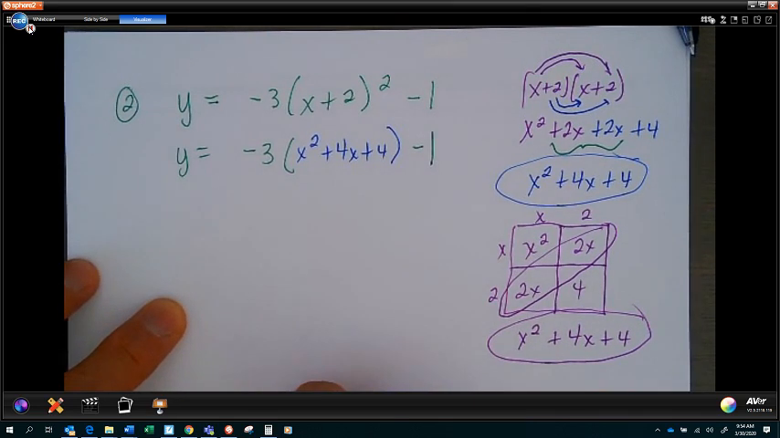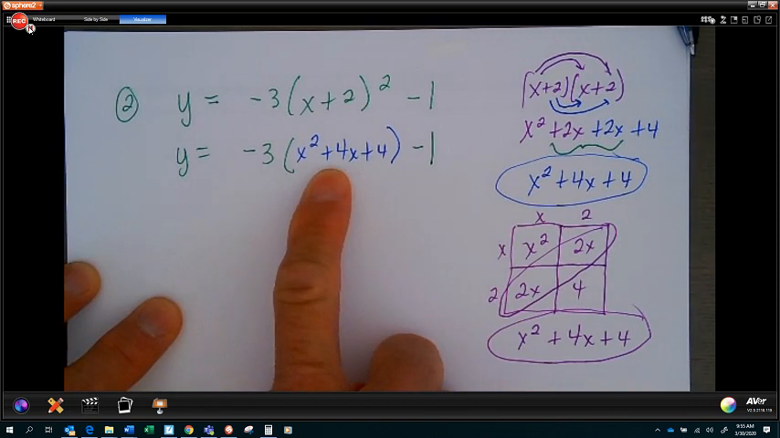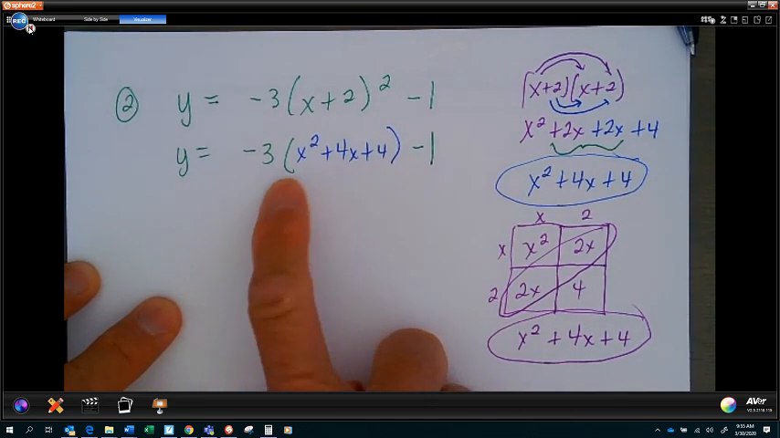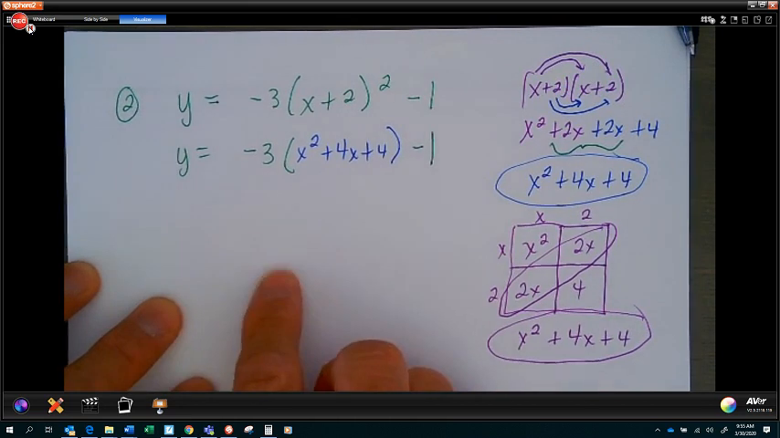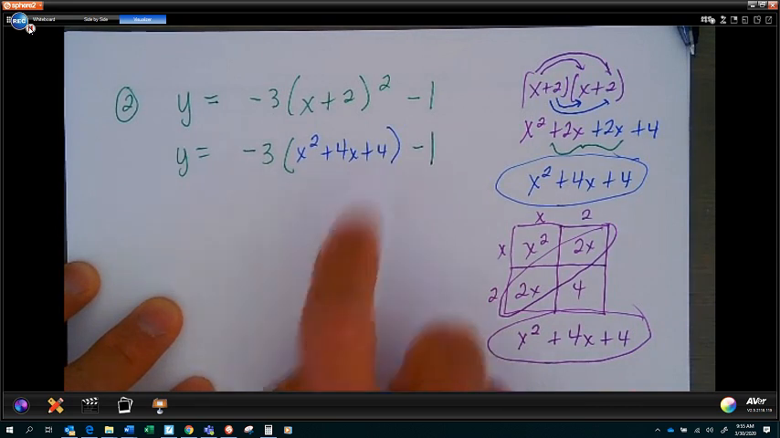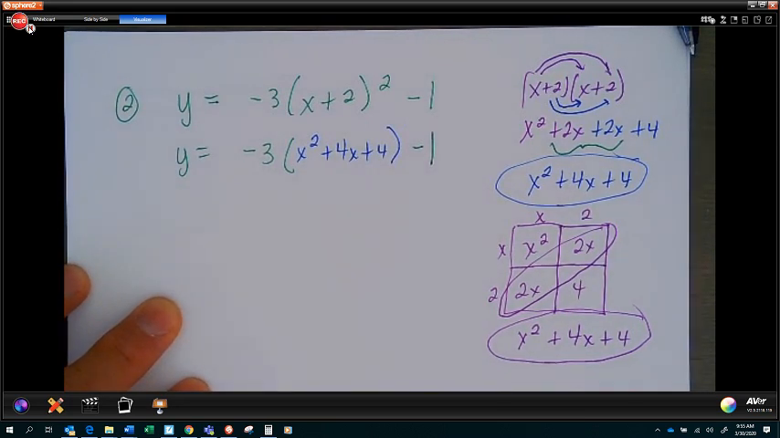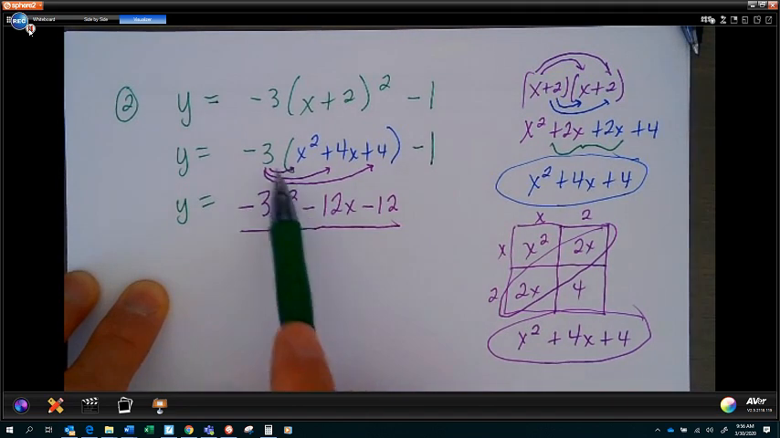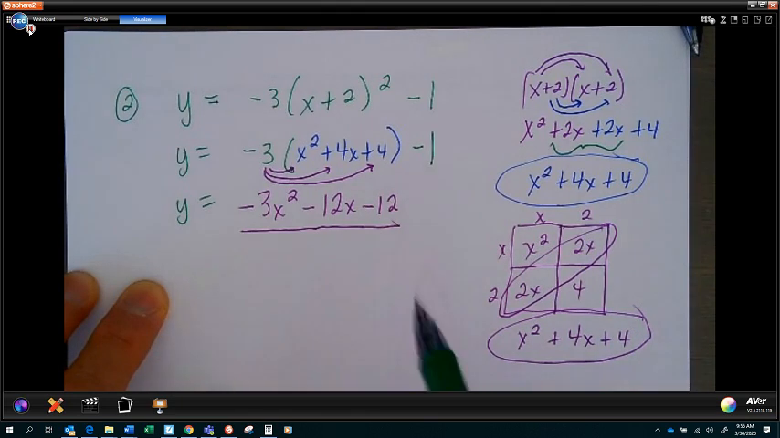Some of you are doing the FOIL method, first, outside, inside, and last, or the distributive method. Then replacing that into that, and then multiplying, now we need to distribute this negative 3 through this. So take a moment right now, pause the video, distribute this negative 3 into this value in parentheses, and then when you're done, start the video again. Okay, distributing that negative 3 to those 3 values there, you should have gotten this, and the only thing we have left hanging out here is this negative 1 on the edge.